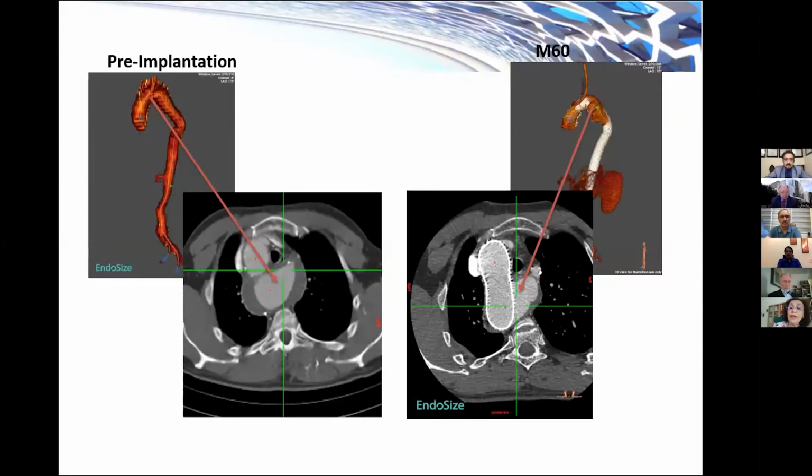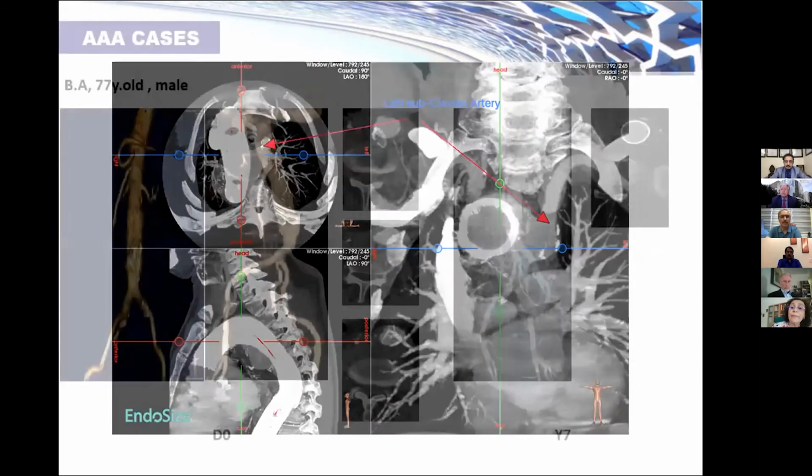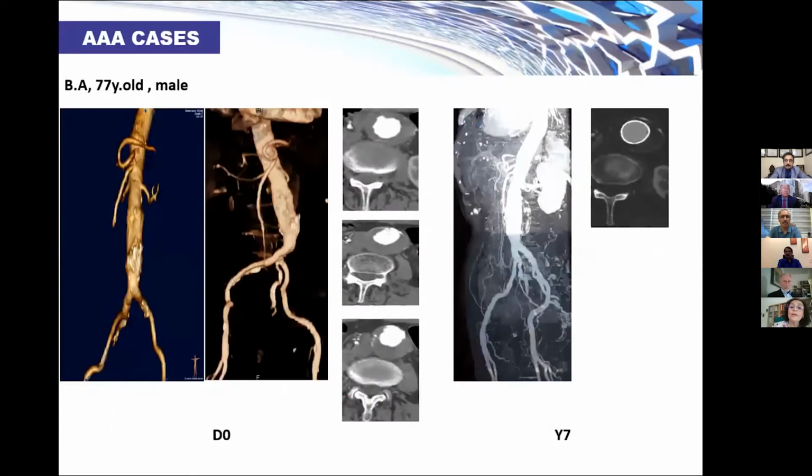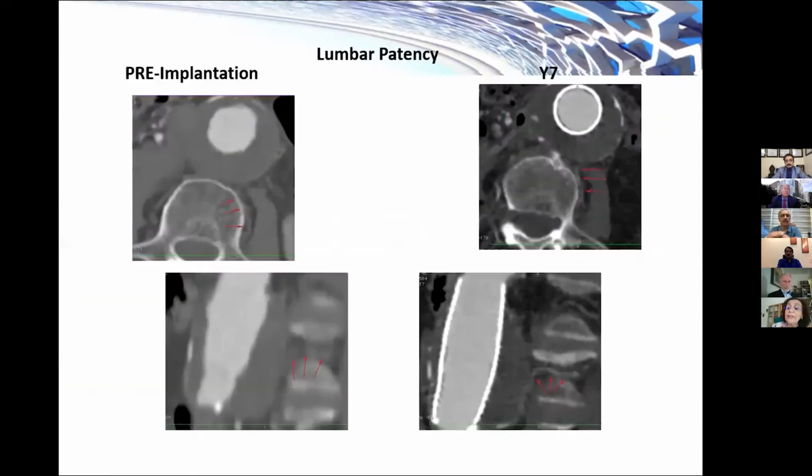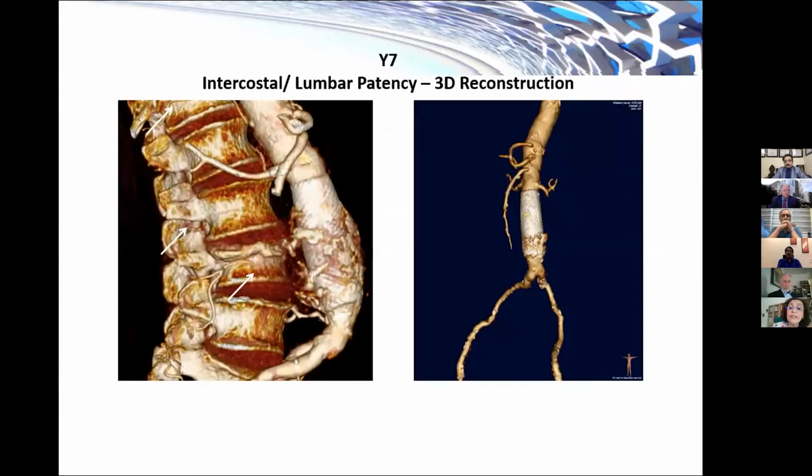We'll see that the aneurysmal sac can take several months to be excluded, and the speed phenomenon is in relationship with the diameter of the efferent vessel, and here is the left subclavian artery arising from this part of the aneurysm. The triple A at 7-year follow-up, and we could see the lumbar patency in the reconstructed images at this level.